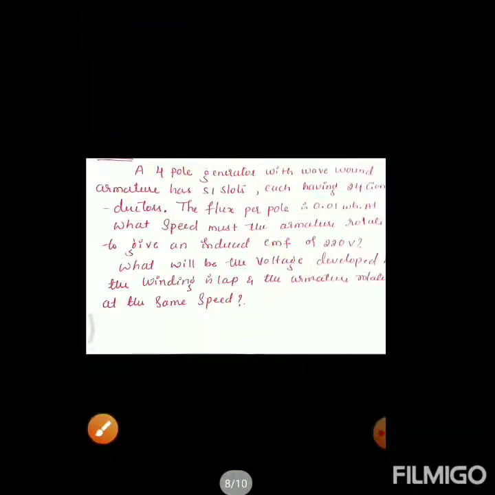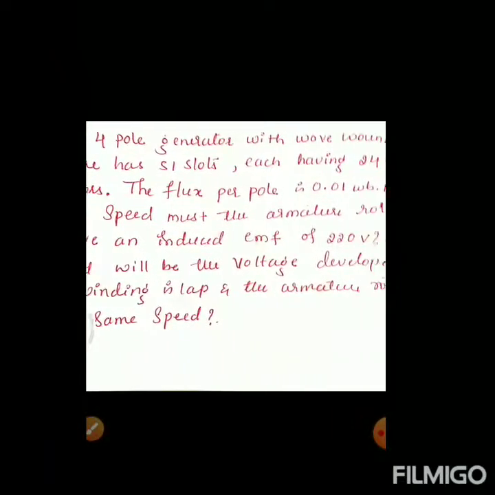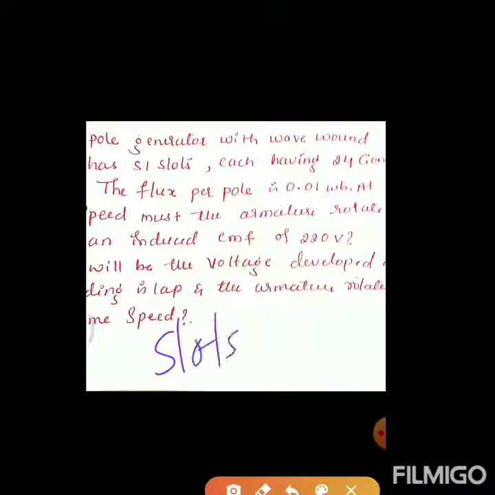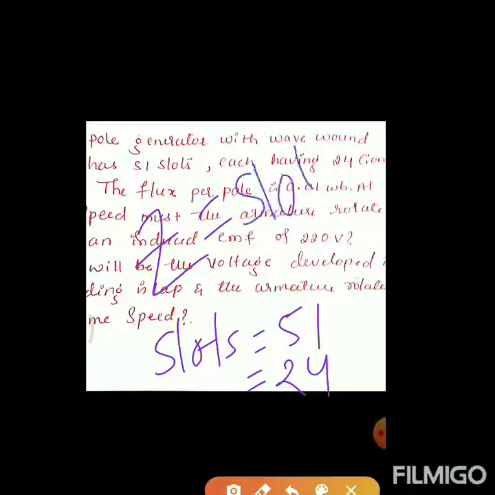Let's see the second numerical, a bit different. A 4 pole generator with a wave winding has 51 slots. They have given the data in terms of slots, each slot having 24 conductors. Remember, what about the total conductors? Total slots are 51, and each slot consists of 24 conductors. Then the total conductors will be the number of slots into the number of conductors in each slot. Then we have to do 51 into 24.